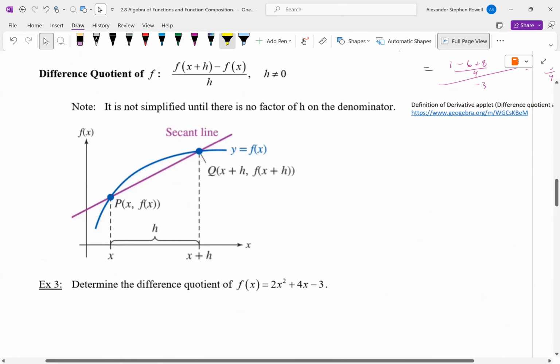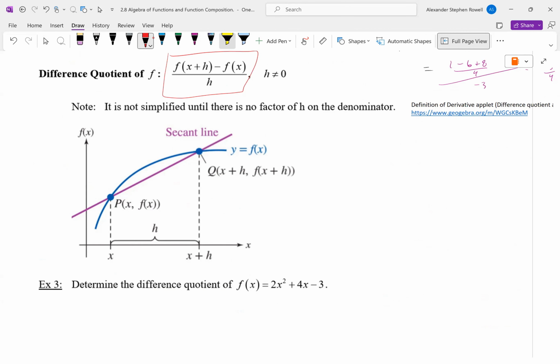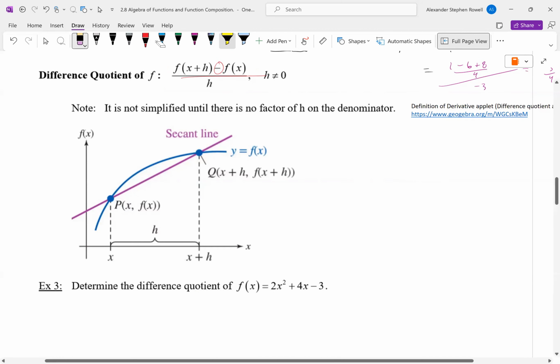All right, the difference quotient. We all need to memorize this. Have you heard of the difference quotient before? What does the word difference mean? Subtraction. Quotient, division. There's a subtraction and there's a quotient. Where does this come from?